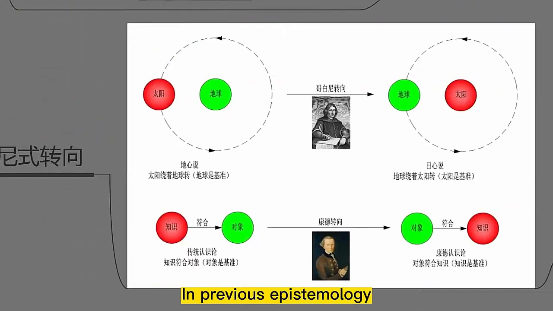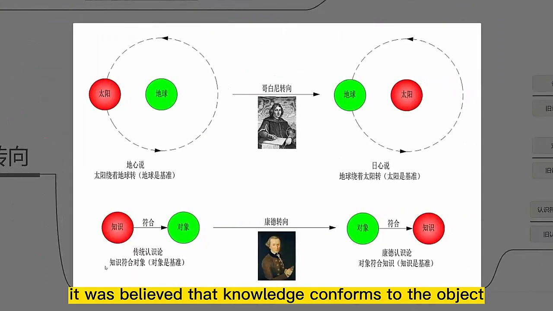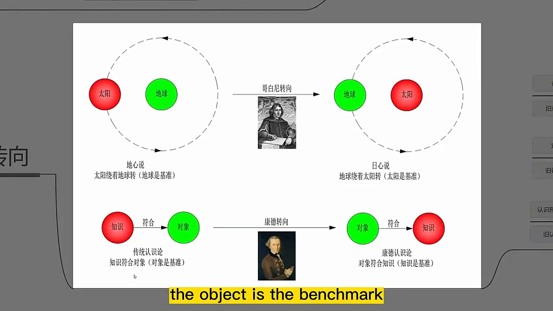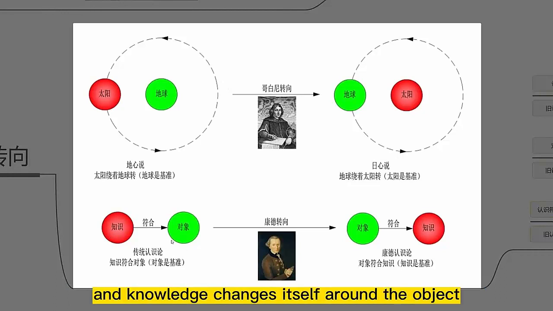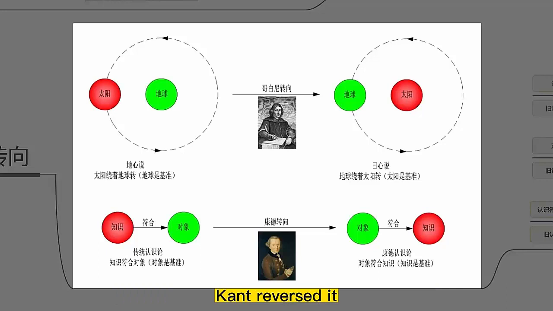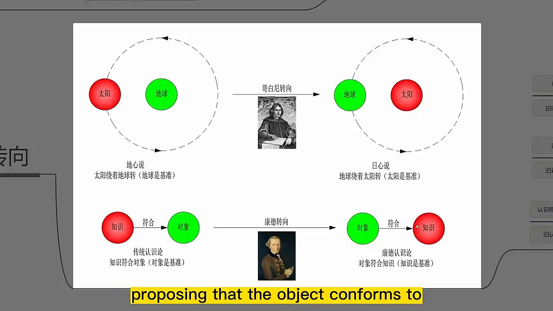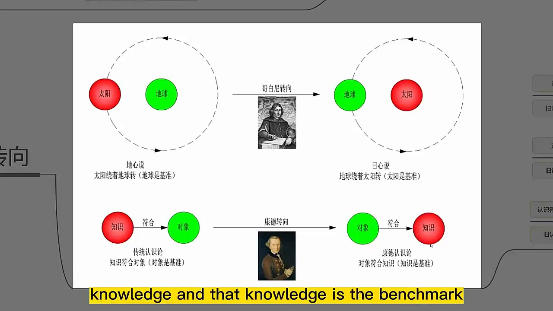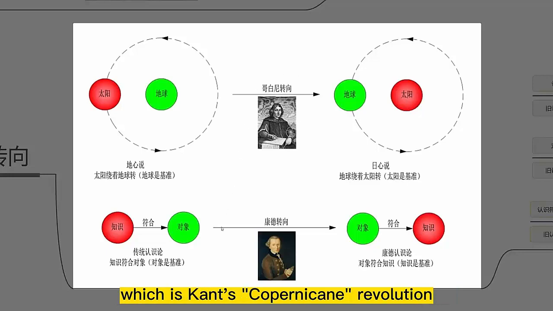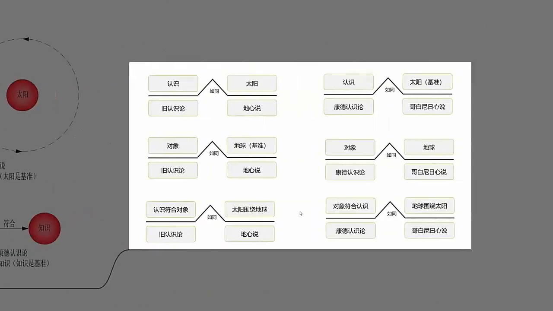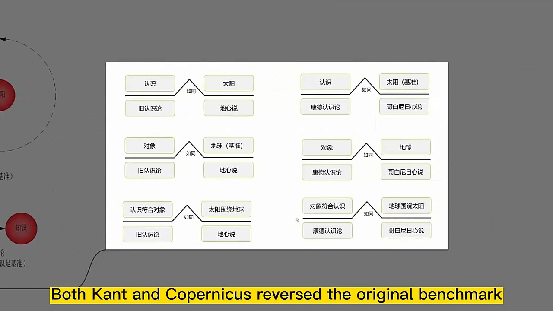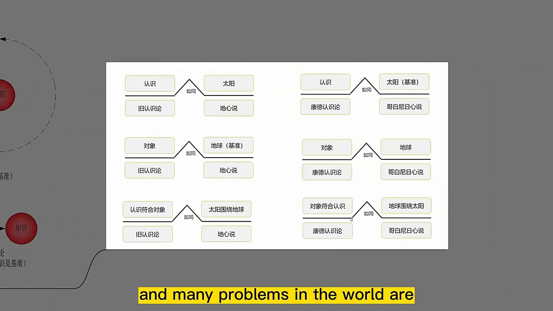In previous epistemology, it was believed that knowledge conforming to the object is the benchmark, and knowledge changes itself around the object so that it conforms to the object. Kant reversed it, proposing that the object conforms to knowledge and that knowledge is the benchmark, which is Kant's Copernican revolution. Both Kant and Copernicus reversed the original benchmark, and many problems in the world are actually problems of reference, that is, the problem of the frame of reference.